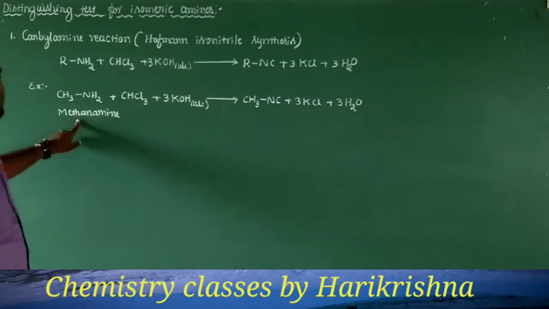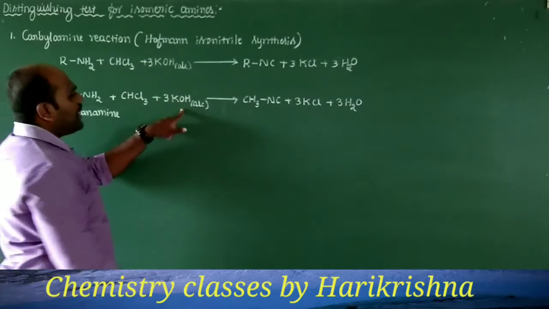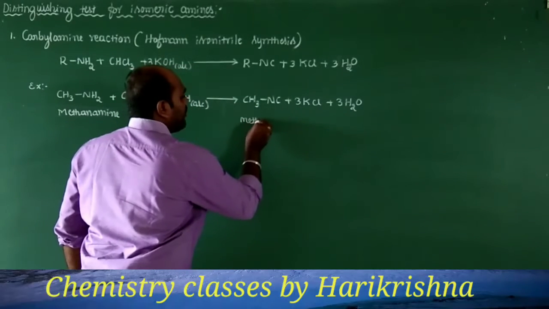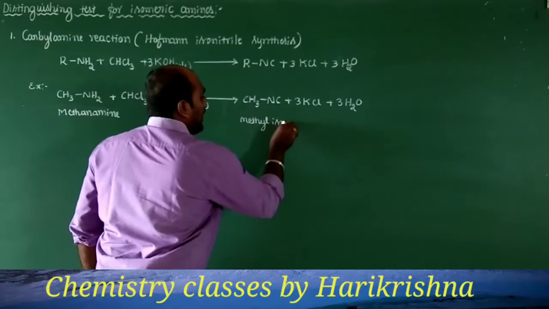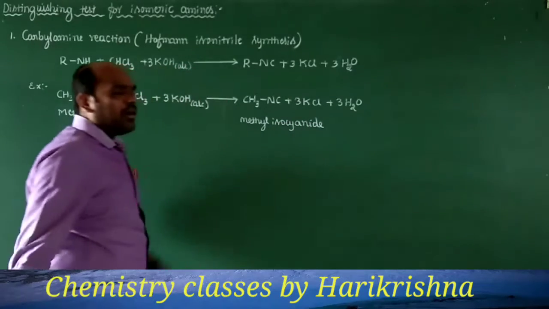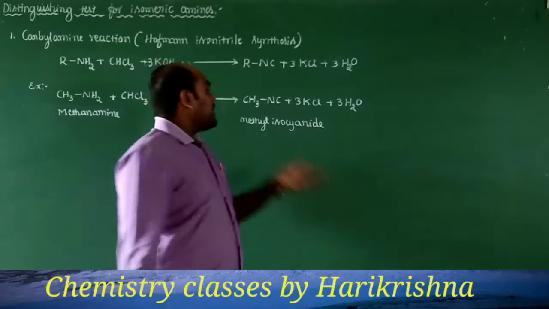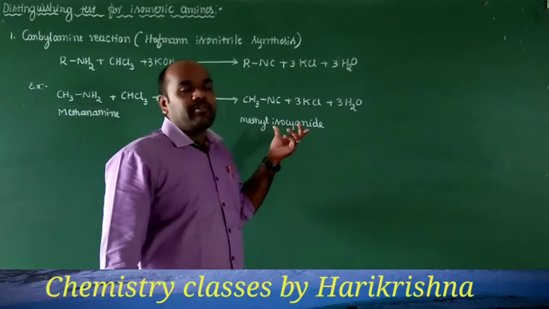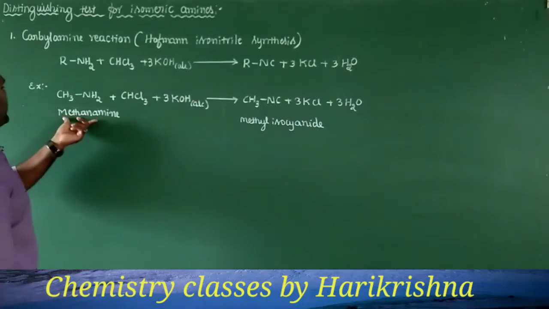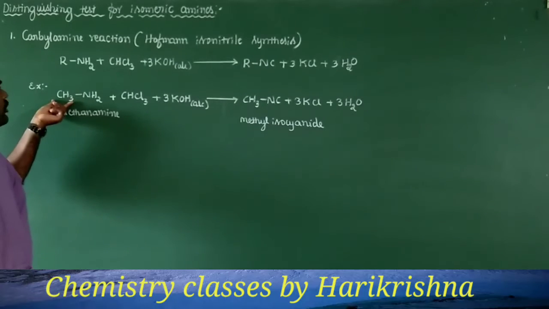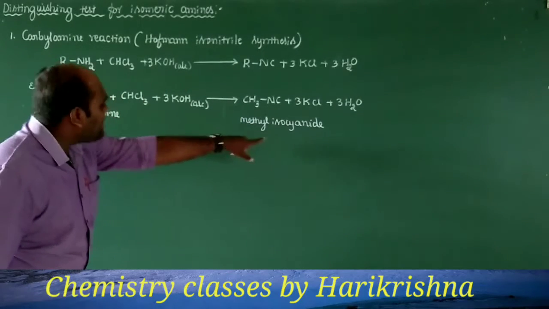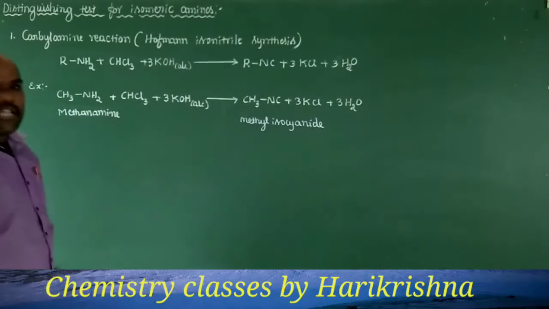So 1 mole of methanamine reacts with chloroform and 3 moles of alcoholic KOH, resulting in the formation of methyl isocyanide, which will be indicated by the formation of a foul smell. This is the example that we have taken by considering an alkyl group. So it is the formation of alkyl isocyanide by considering an aliphatic primary amine.